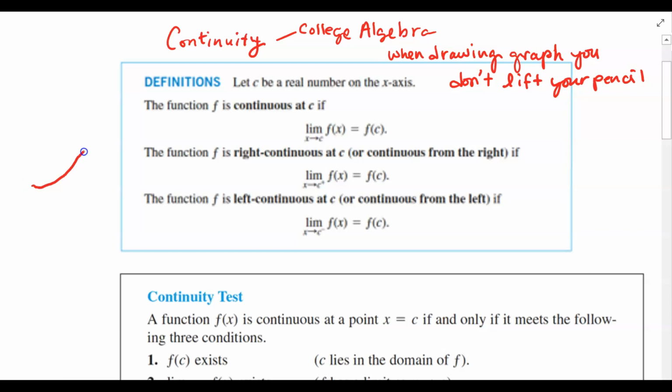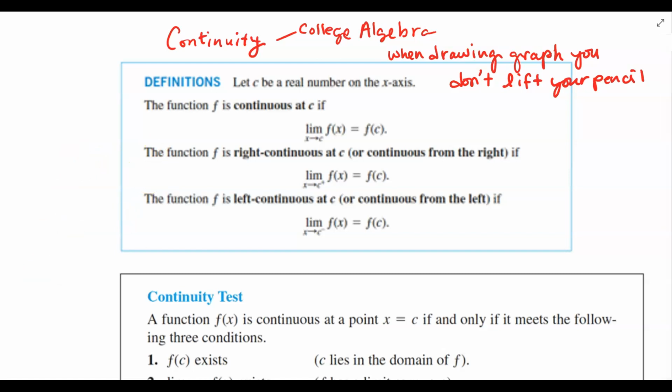So for example, say that this is the curve. Notice I didn't lift my pencil. But if, say, this is the curve, and I lifted my pencil to continue it this way because it's got this kind of asymptote there, well, it's not continuous, clearly, right about here because I had to lift my pencil to continue drawing the graph. So that's what we said back in the day in college algebra.